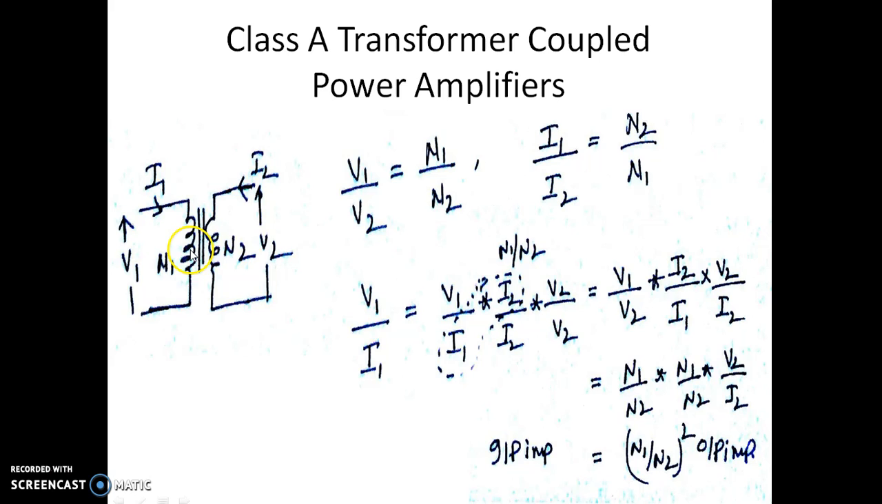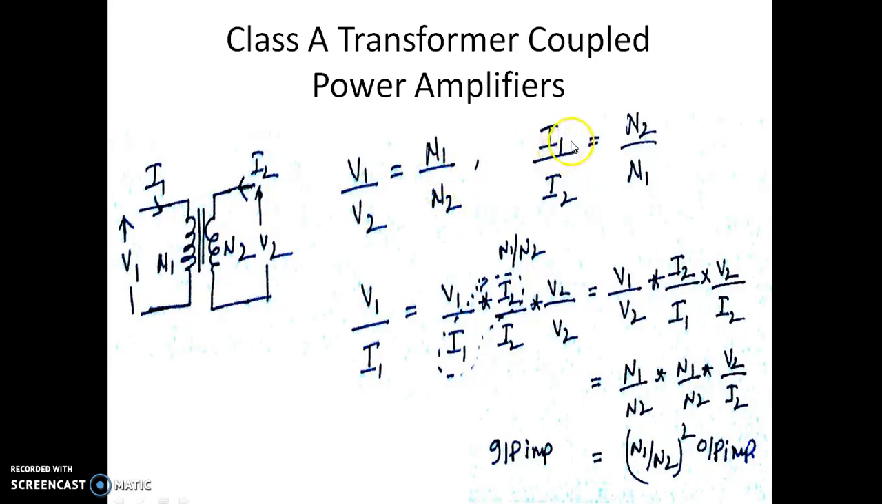Let us have a look at the transformer. As you all know, a transformer has primary and secondary windings. Let us assume that on the primary side we have V1 as the primary voltage, I1 as the primary current, and N1 as the number of turns on the primary side. Similarly on the secondary side. We know that power at the primary side is equal to power at the secondary side, which is V1 into I1 equal to V2 into I2. We also know that V1 by V2 is equal to the number of turns in the primary to the number of turns in the secondary.